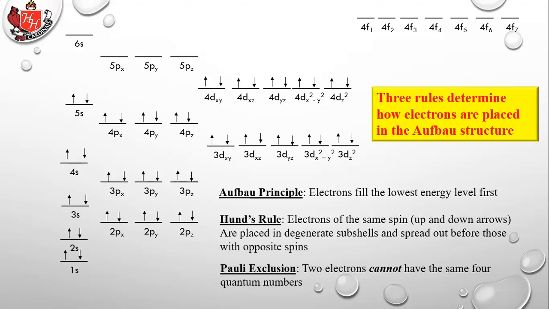Now we're going to finish out the fifth row. We're going to 5p, up, up, up, down, down, down, and that's going to be xenon. So you're now at the end of the fifth row, and that's the noble gas configuration for the noble gas xenon. And finally we go to 6s, we fill that, and now we're ready.